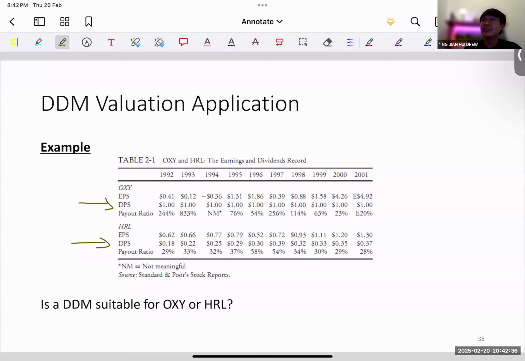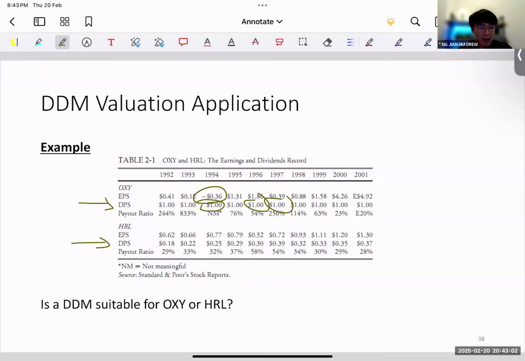And one of the main things is this, right? Your dividend payout for OXY, you see there is no policy, no constant policy. Can you see that when they are making losses, it's still paying out $1? $1, $1. It's stable all the way, it's just flat.